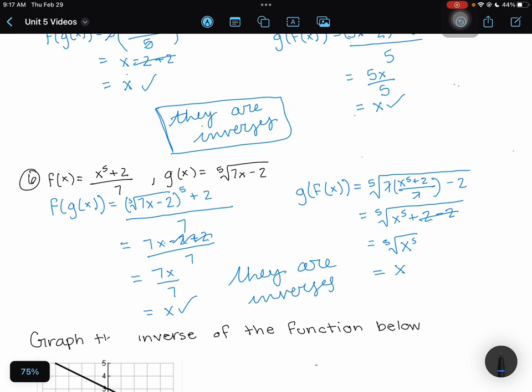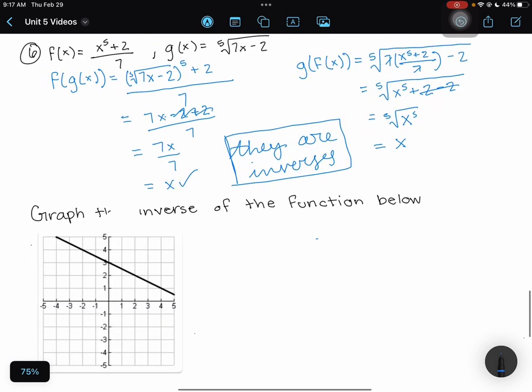If for some reason one of them did not equal x, maybe one did and one didn't, or neither of them did, then they would not be inverses of each other no matter what. Both conditions have to be met, or they have to be equal to x. Okay?